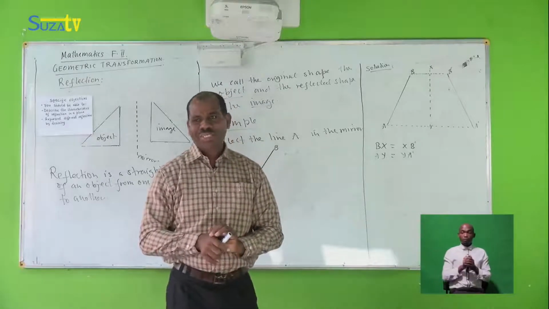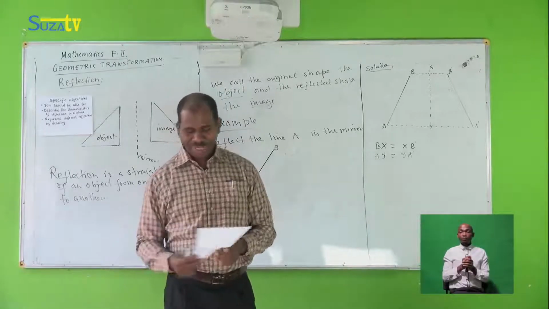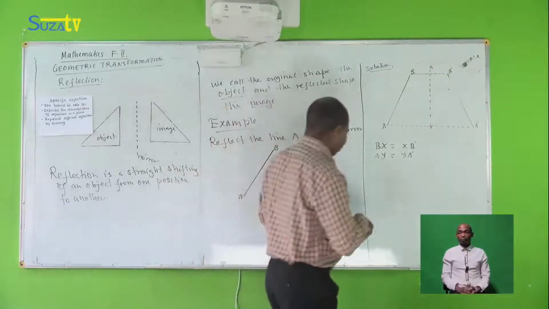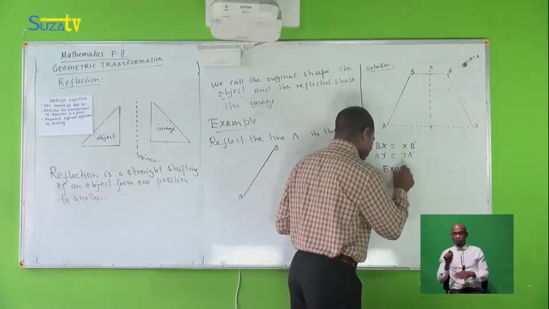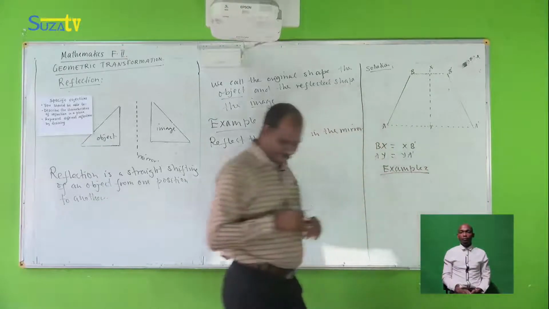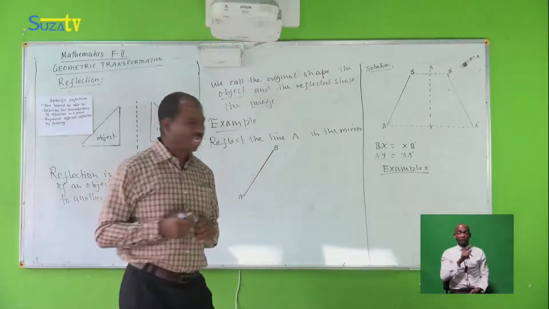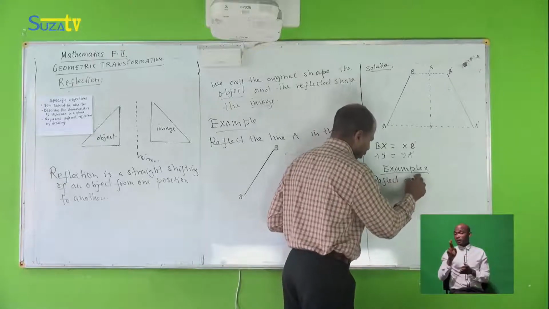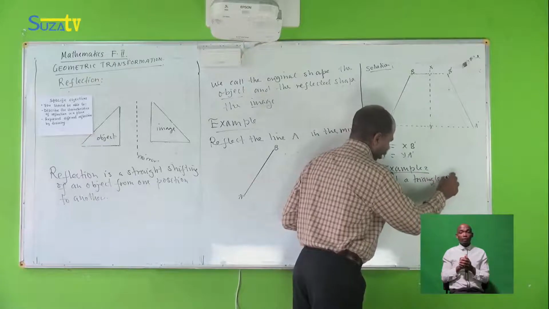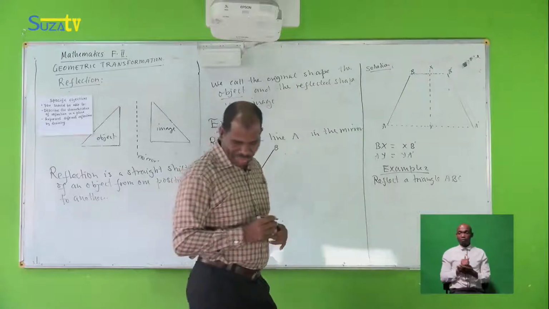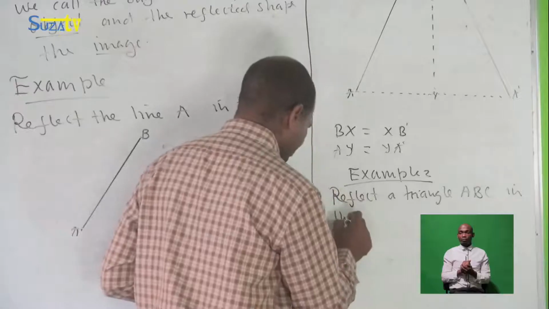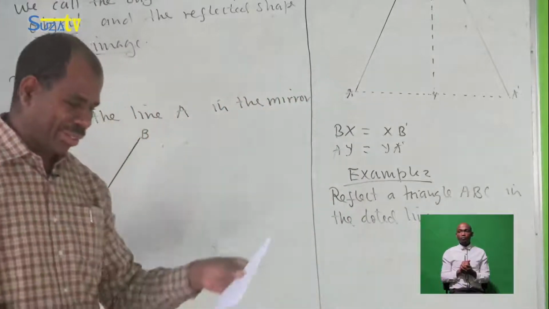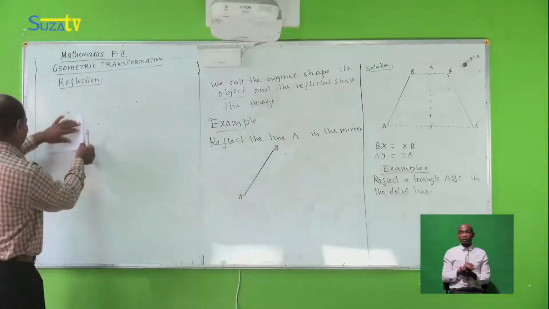Number 2, let us reflect our triangle by using a vertical line as well as a horizontal line. Reflect the triangle ABC in the dotted line. This is our question. This is our triangle ABC.